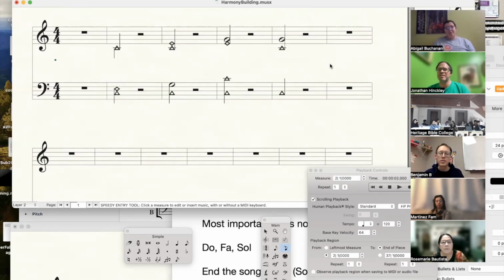Okay, so now what note is missing? Mi again. Mi is missing. And we're going to use the same method. If I am here on do, and that do is right here in the tenor, I'm going to go down ti, la, so, but I'm going to skip over it, and then go down fa, mi. And now I have a full chord.